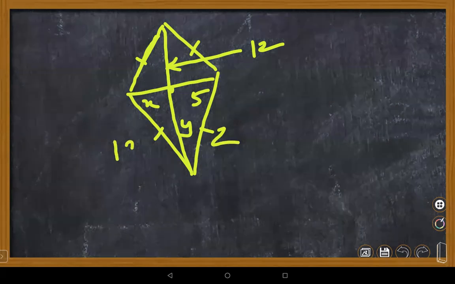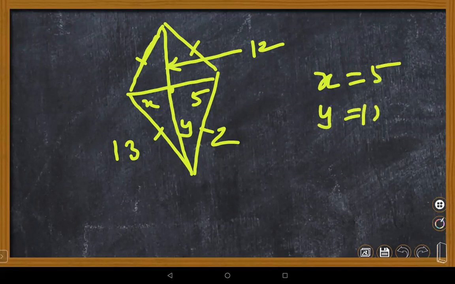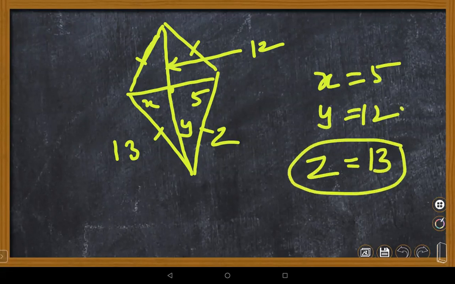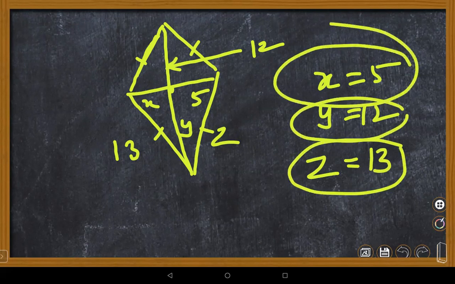Ma'am, x is 5, y is 12, and z is 13. Very good. X is 5, y is 12, z is 13, ma'am. Why? Reasons. Ma'am, because all sides are equal in a rhombus, so z equal to obviously 13. Yes, but ma'am, we don't know what property you are using to find out the values of x and y.